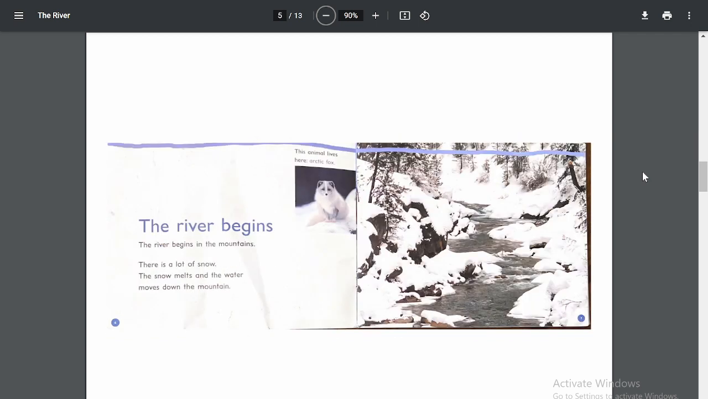The river begins. The river begins in the mountains. There is a lot of snow. The snow melts and the water moves down the mountain. This animal lives here, Arctic fox.